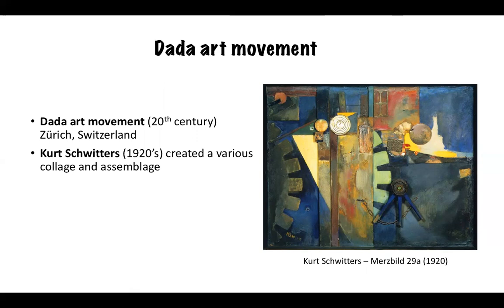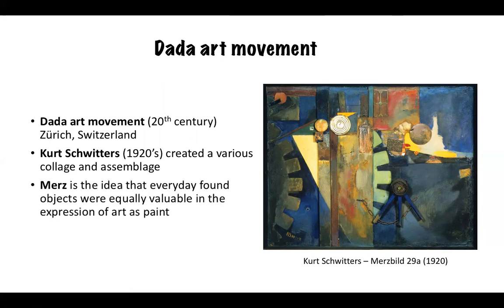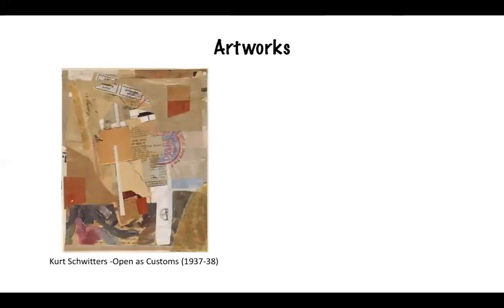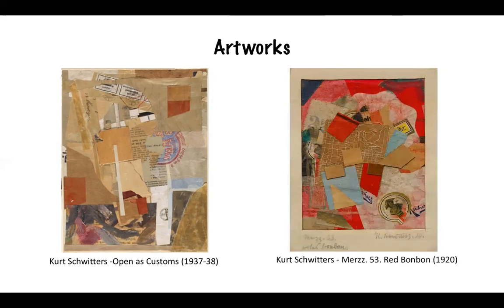He fixed everyday found paper as well as common objects onto canvas, paper, and board supports, giving them new meaning. He developed the concept of Merz. Merz is the idea that everyday found objects were equally valuable in the expression of art as paint. Let us have a look at some of his artworks. Open as customs, created in 1937 to 1938. Merz 53, Red Bonbon, created in 1920.